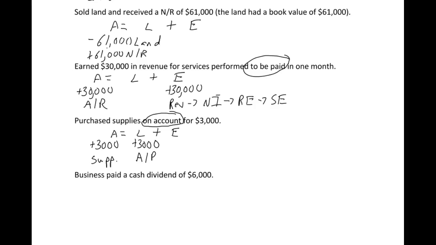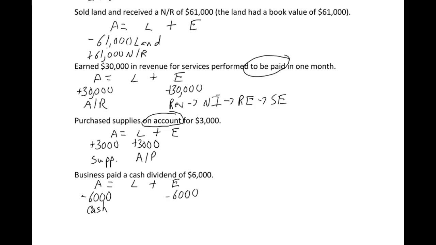Our last one was we paid a dividend of 6,000. A dividend is another one that affects equity through retained earnings. Let's sketch this out. The accounting equation: assets equals liabilities plus equity. We paid a cash dividend. Always use key words here. Paid means cash is going out the door. So we have a decrease of $6,000 of cash, and on this side we also have a negative 6,000.